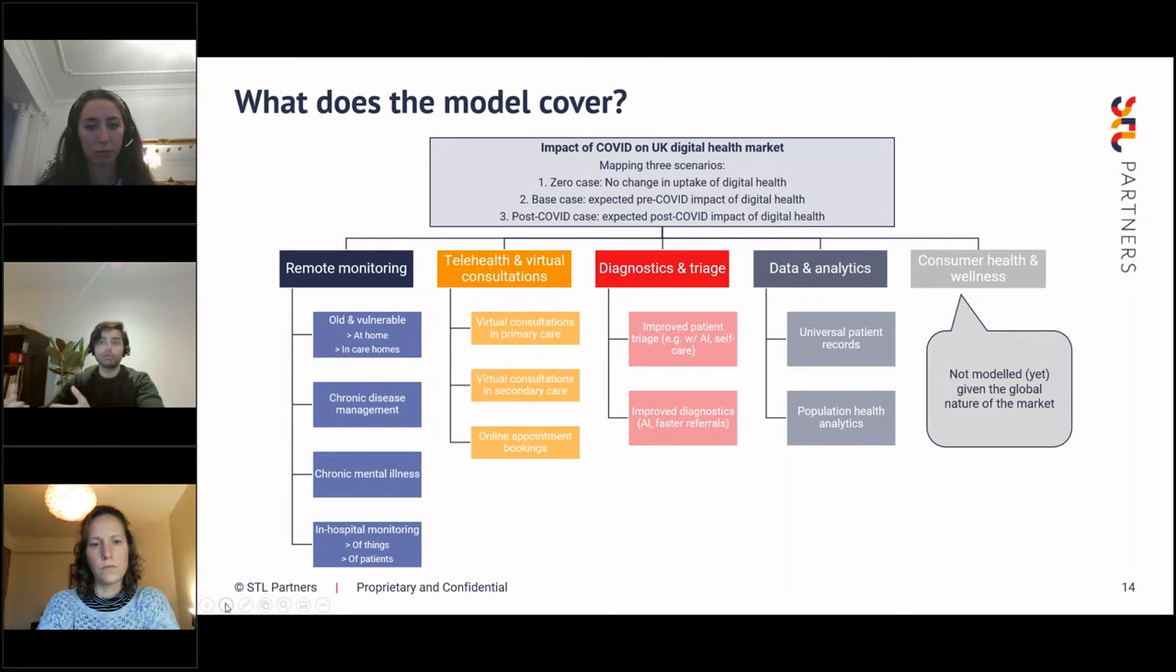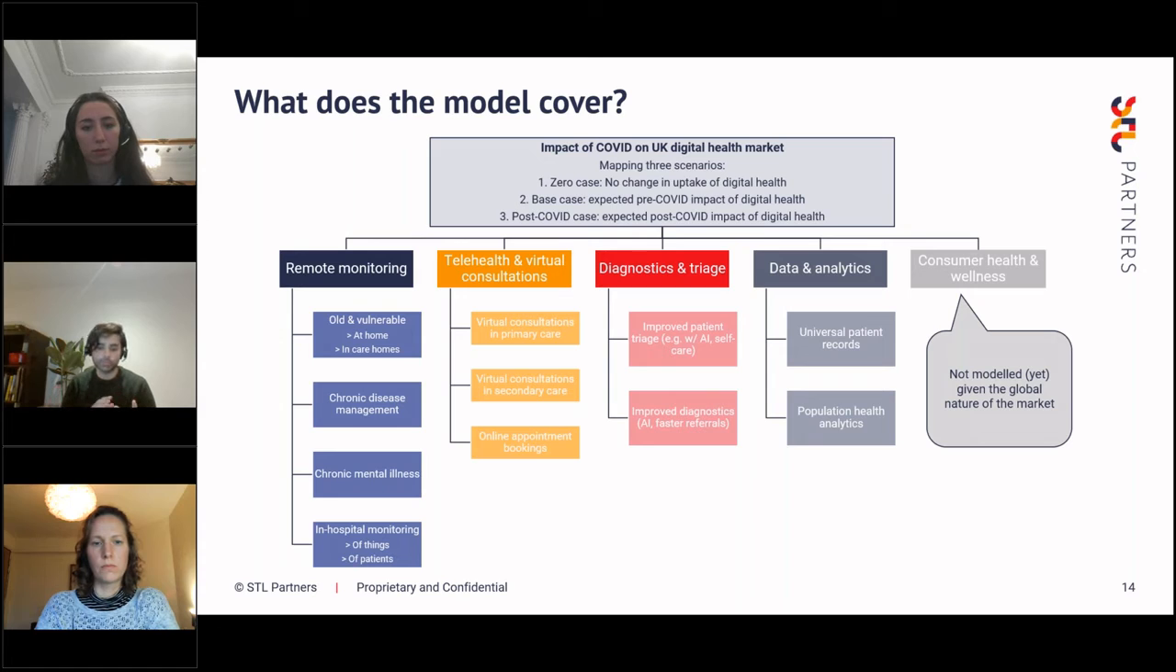What does the model actually cover? How have we come to those conclusions? The first thing to look at is that we've looked across three scenarios. There's the zero case, which is saying there's no change in the uptake of digital health. It is as it was at the start of the model.